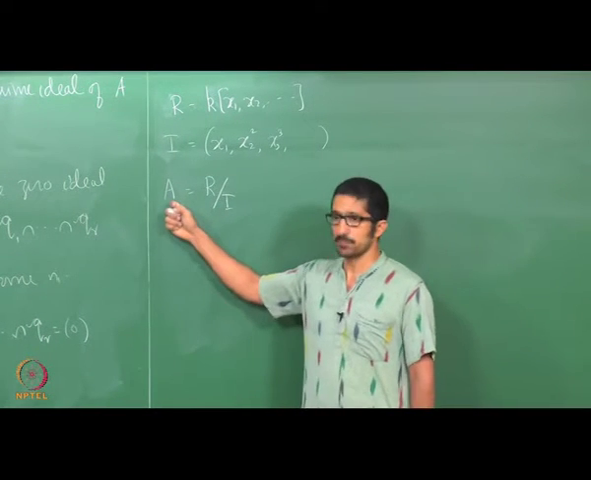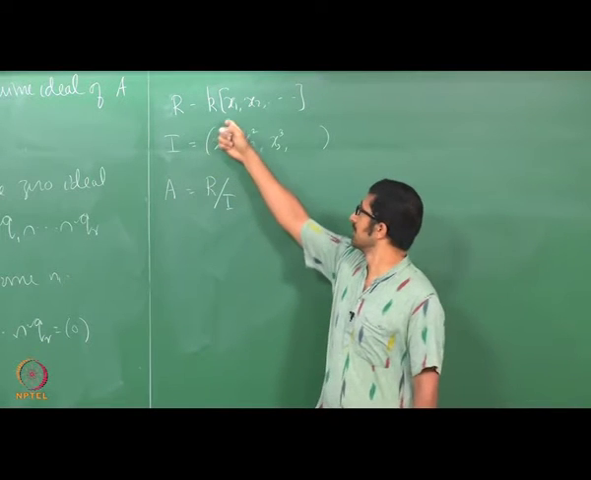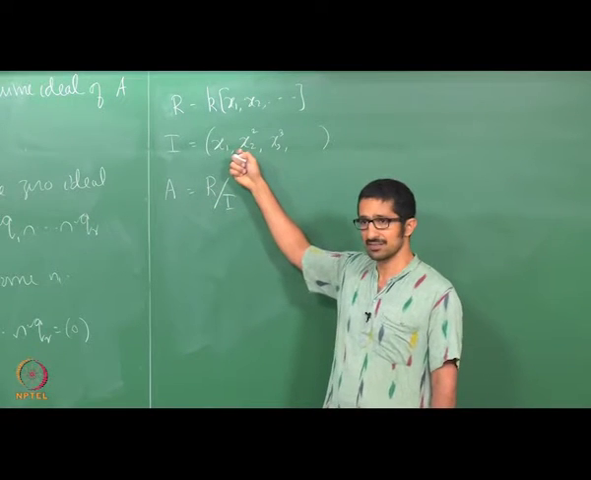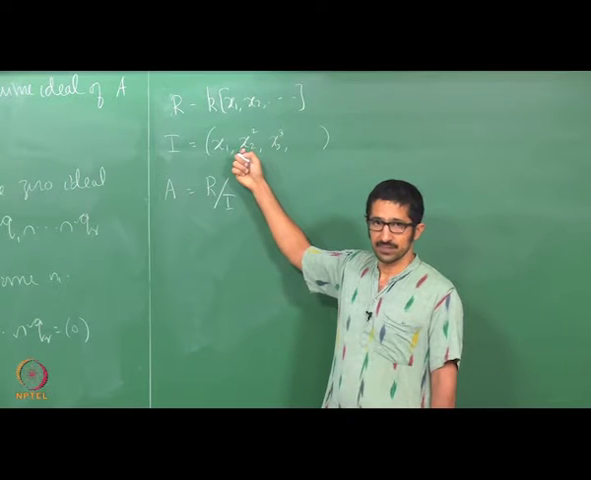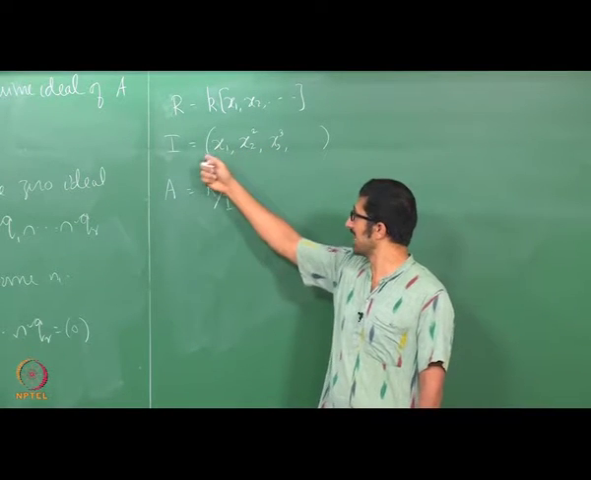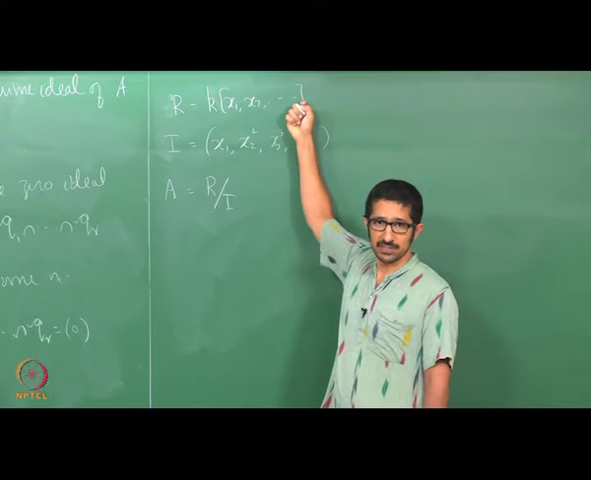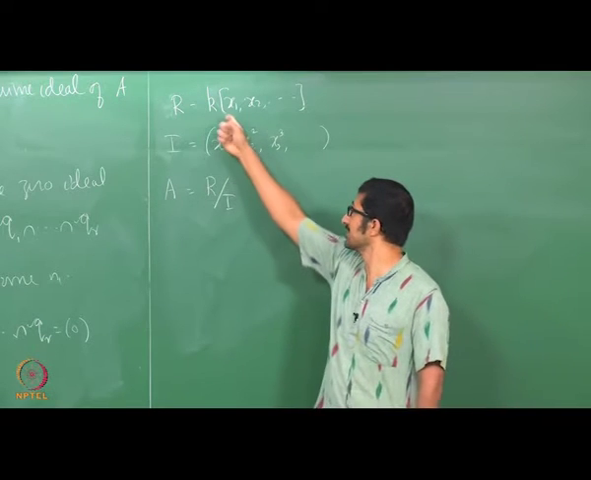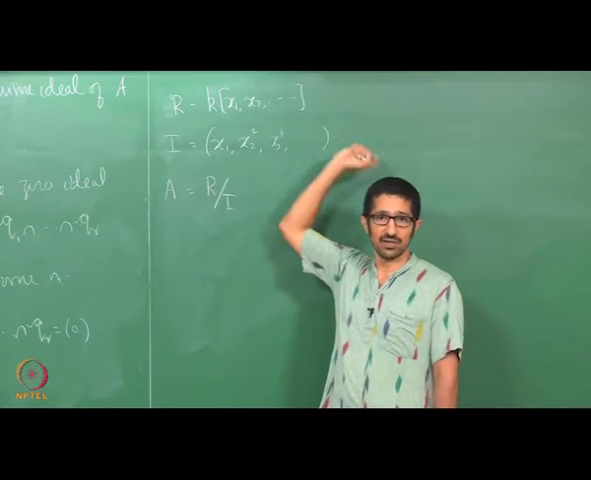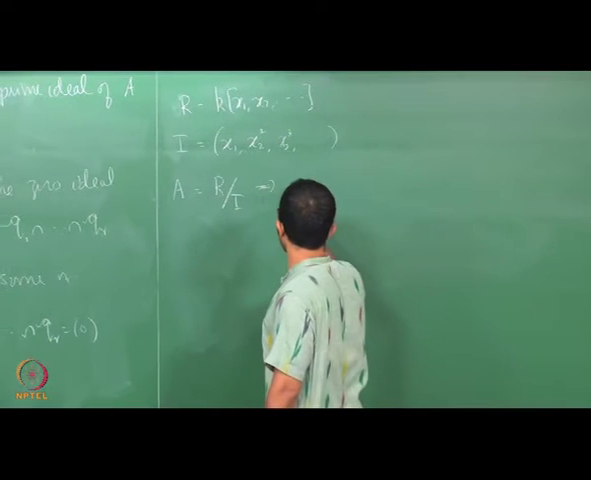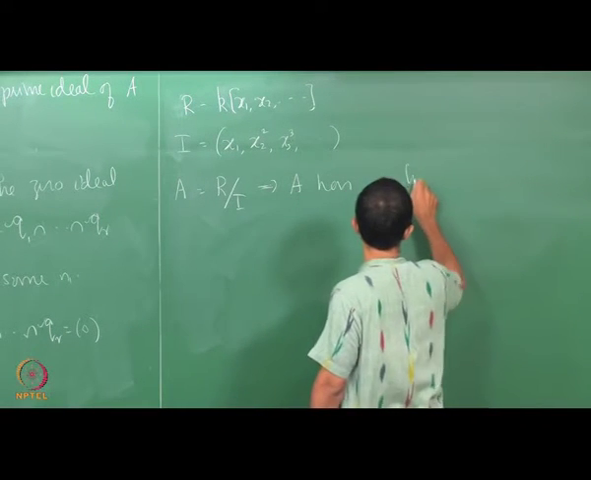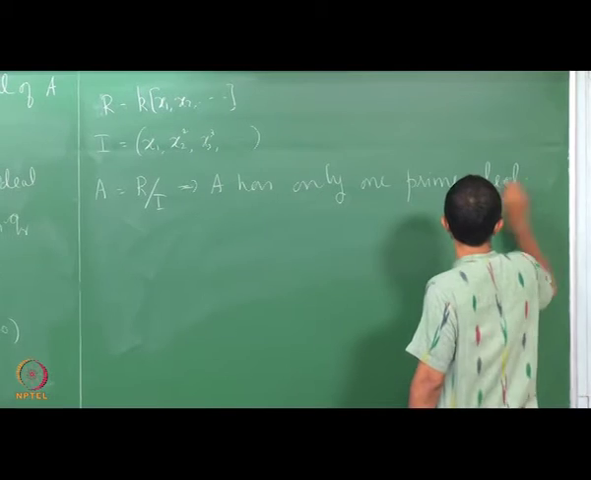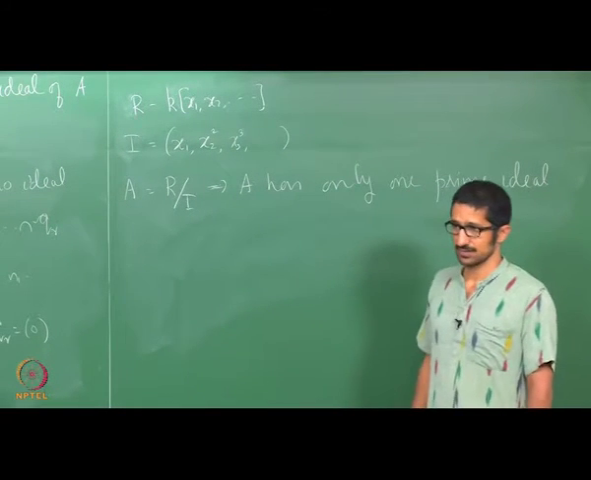then A has only one prime ideal. See, any prime ideal here will be a prime ideal containing this ideal. If a prime ideal contains I, it has to contain all the variables, but that is a maximal ideal. So the only prime ideal containing I is the maximal ideal generated by all the variables. So A has only one prime ideal. Right?